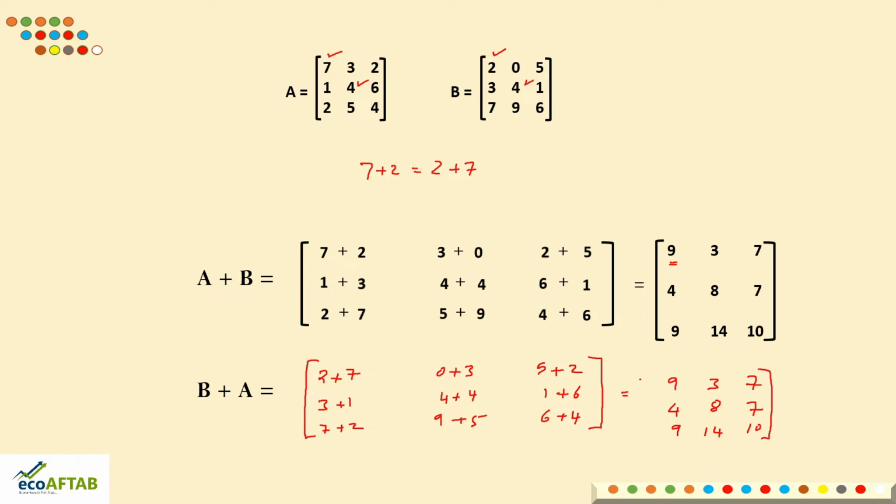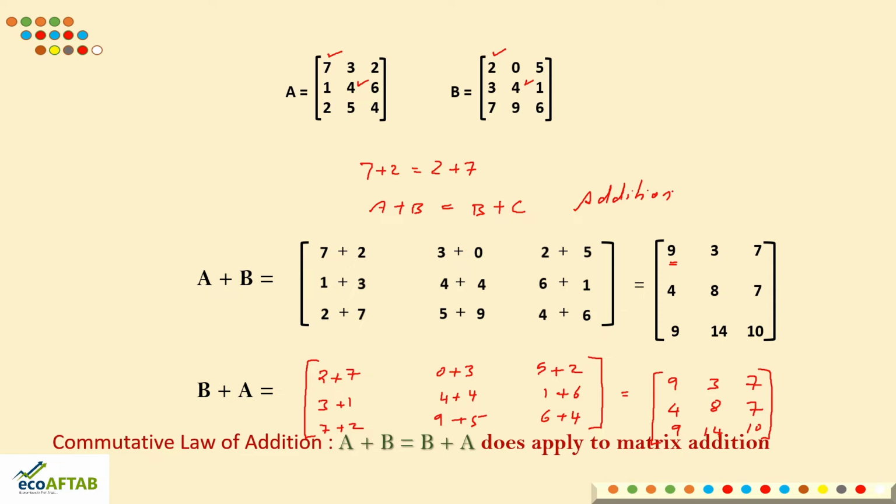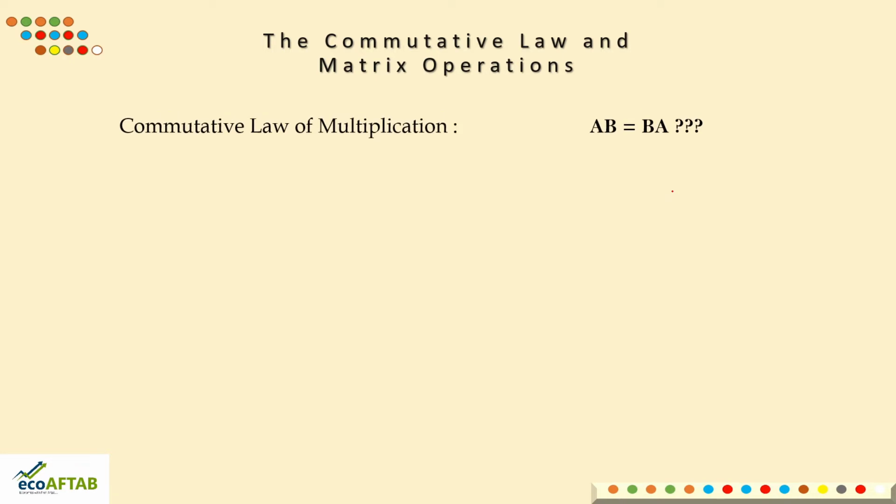So we have seen that the commutative law holds good, where A plus B is equal to B plus A. So the commutative law of addition does apply to matrix addition. We'll go one step ahead and see whether the same is applicable for multiplication. In multiplication, will A matrix multiplied by B be the same as B matrix multiplied by A? This we will see here.